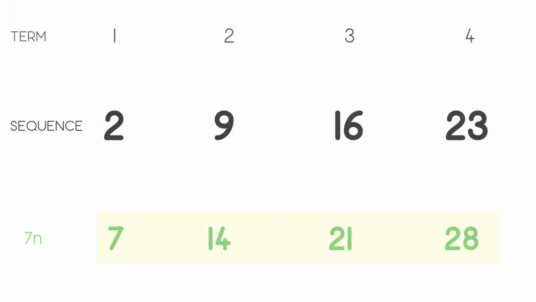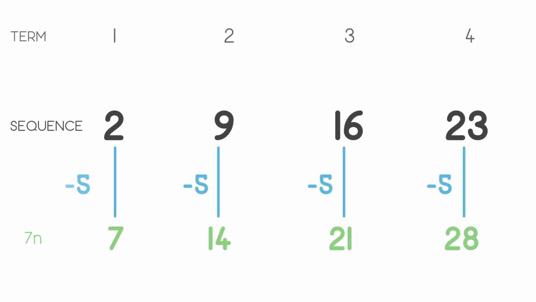Now we can see that this is different to the original sequence, so this means that we need to work out the value of b to bring the 7n sequence to match the original. If we look at the difference between each of these terms and the sequences, we can see that we need to minus 5. Therefore, this is the value of b, and so the formula for this linear sequence is 7n minus 5.